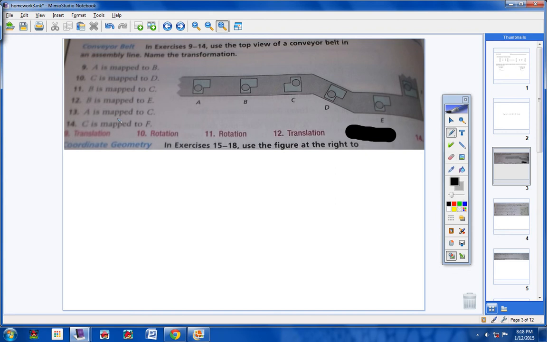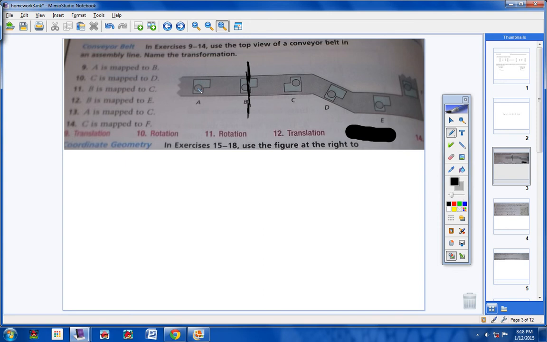Okay, number 13, A compared to C. Here's A, and here's C. We're going to compare A to C. Now, first of all, we start off by asking ourselves, has this original object been turned or twisted to get this? Yes, it has. This object here is not facing the same direction as this object here, so we know it cannot be a translation. Is it a reflection?